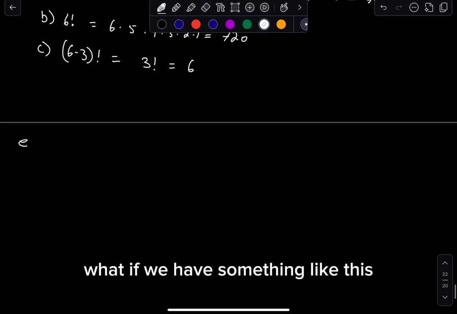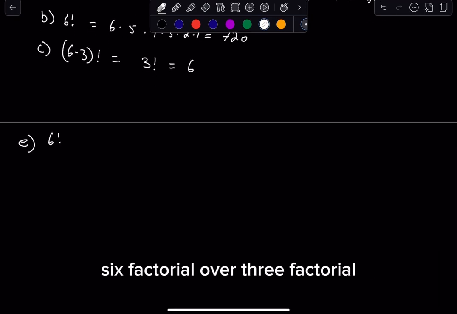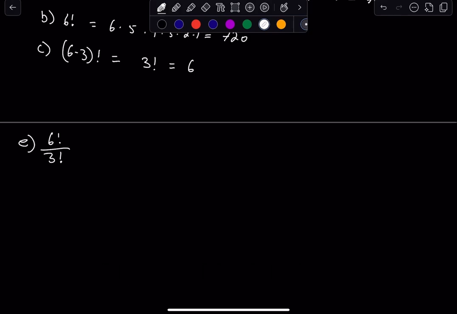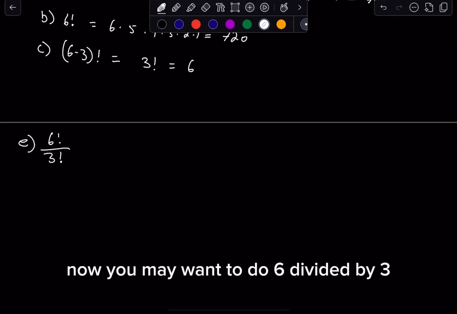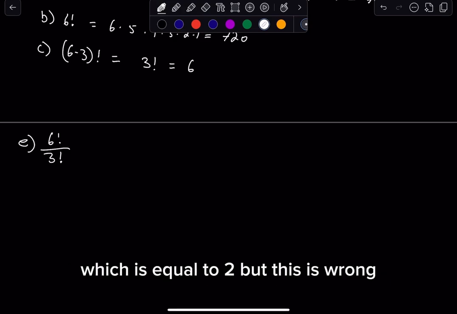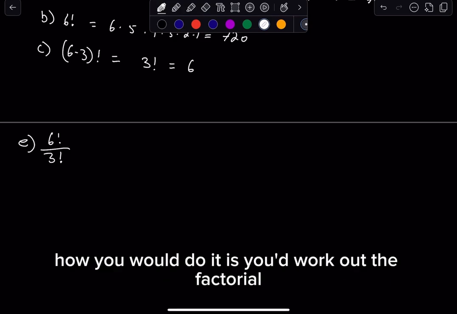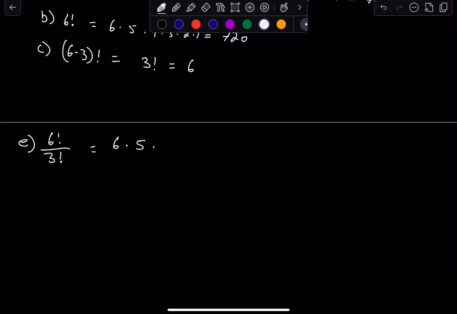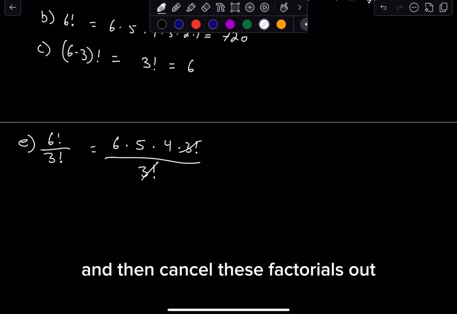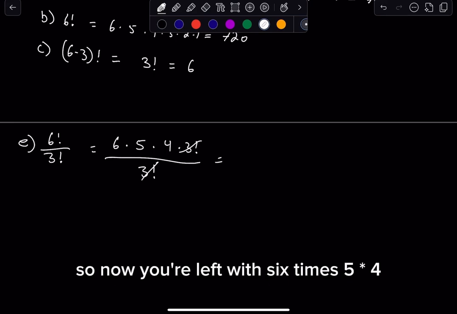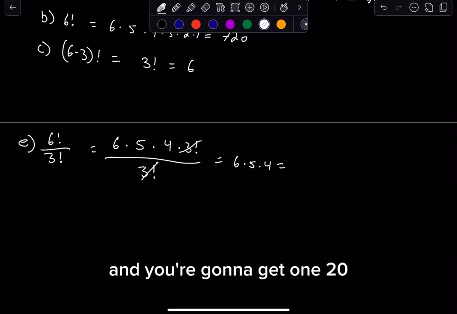What if we have something like this? 6 factorial over 3 factorial. Now, you may want to do 6 divided by 3, which is equal to 2, but this is wrong. How you would do it is you'd work out the factorial, and then cancel these factorials out. So now you're left with 6 times 5 times 4, and you're going to get 120.